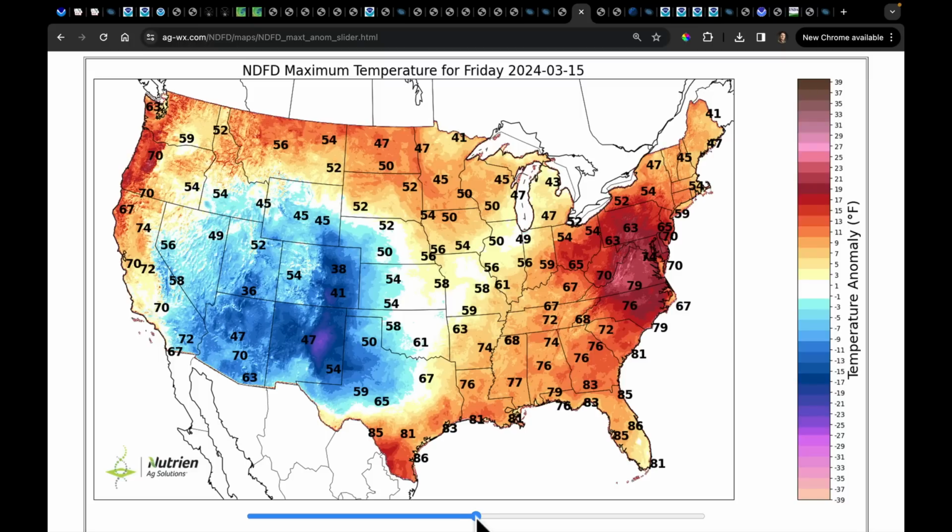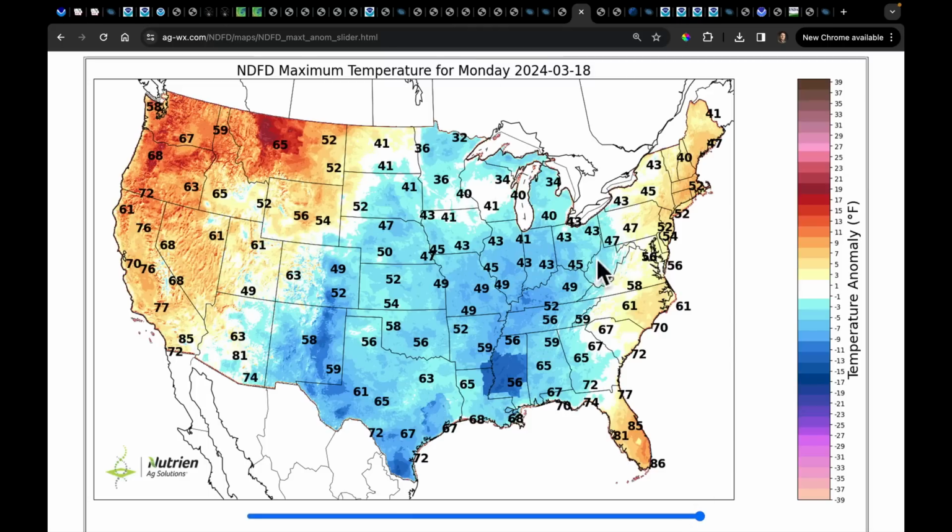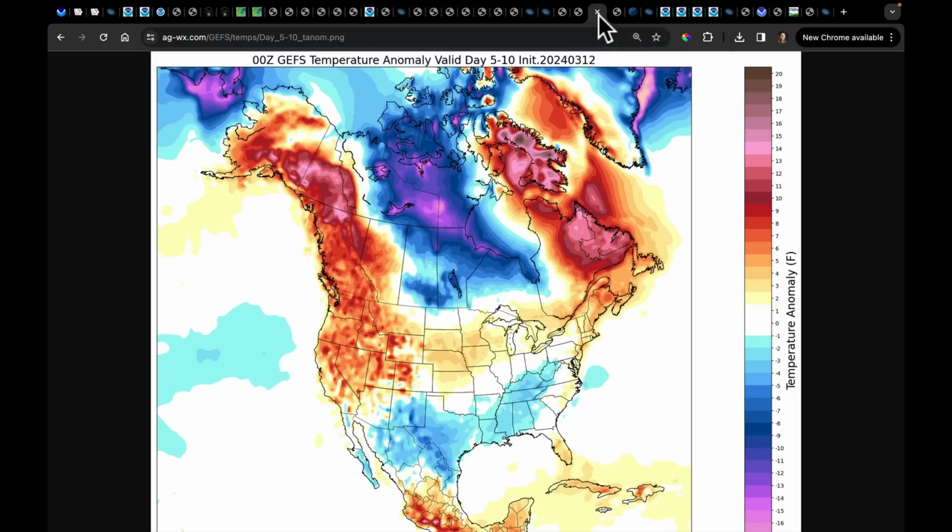Now watch the weekend colder air come across the Great Lakes. That's Saturday. There's Sunday, Monday. Much colder air coming in behind this thing as the west warms up. Now that warmer west, last day 5 through 10. But the thing that I'm struggling with is this.